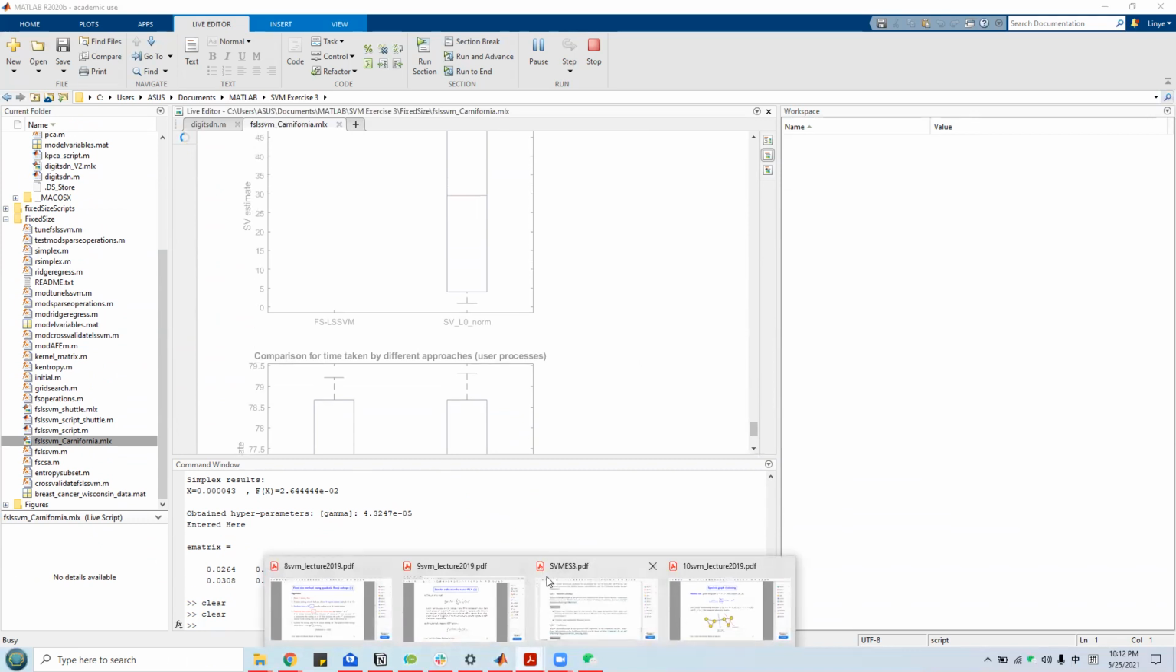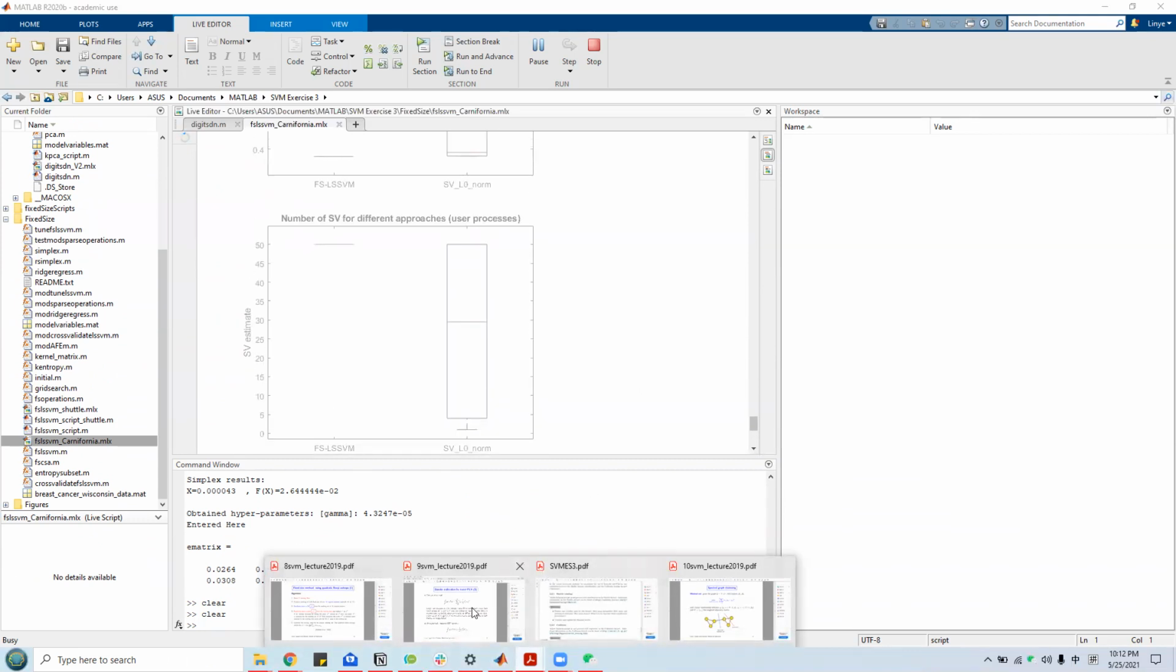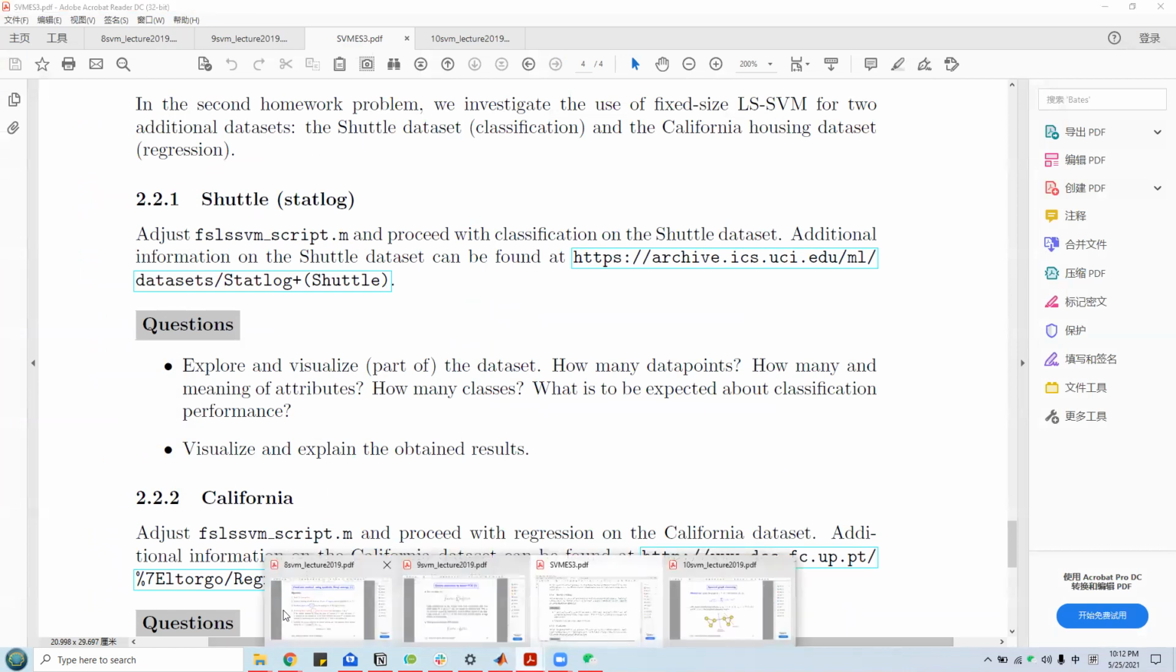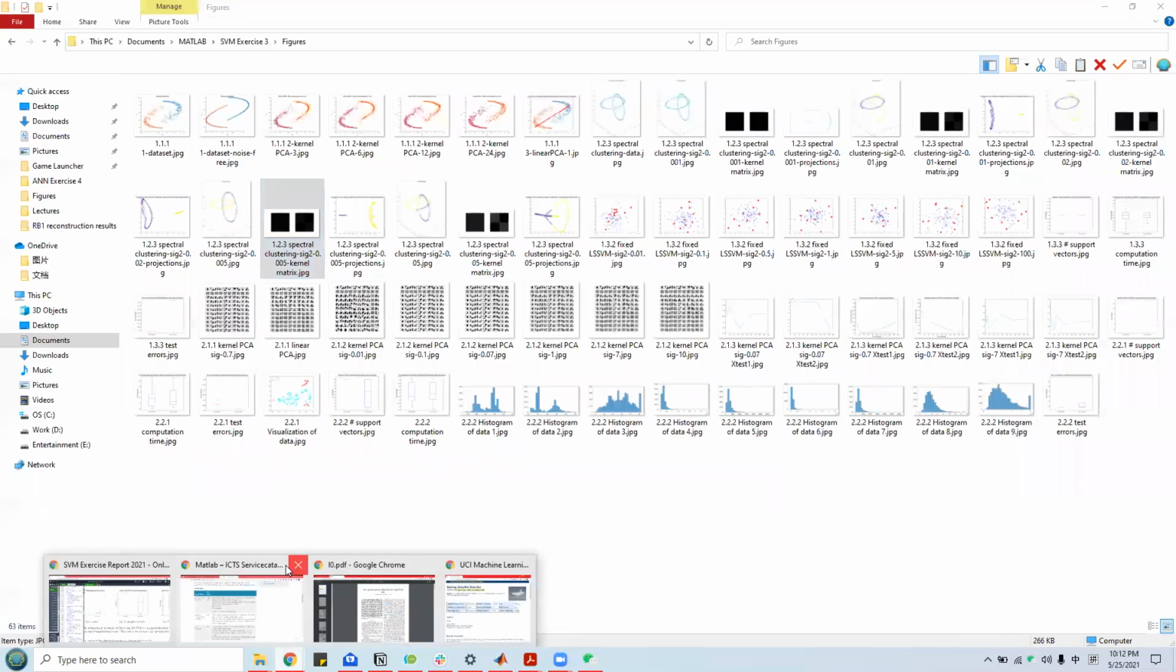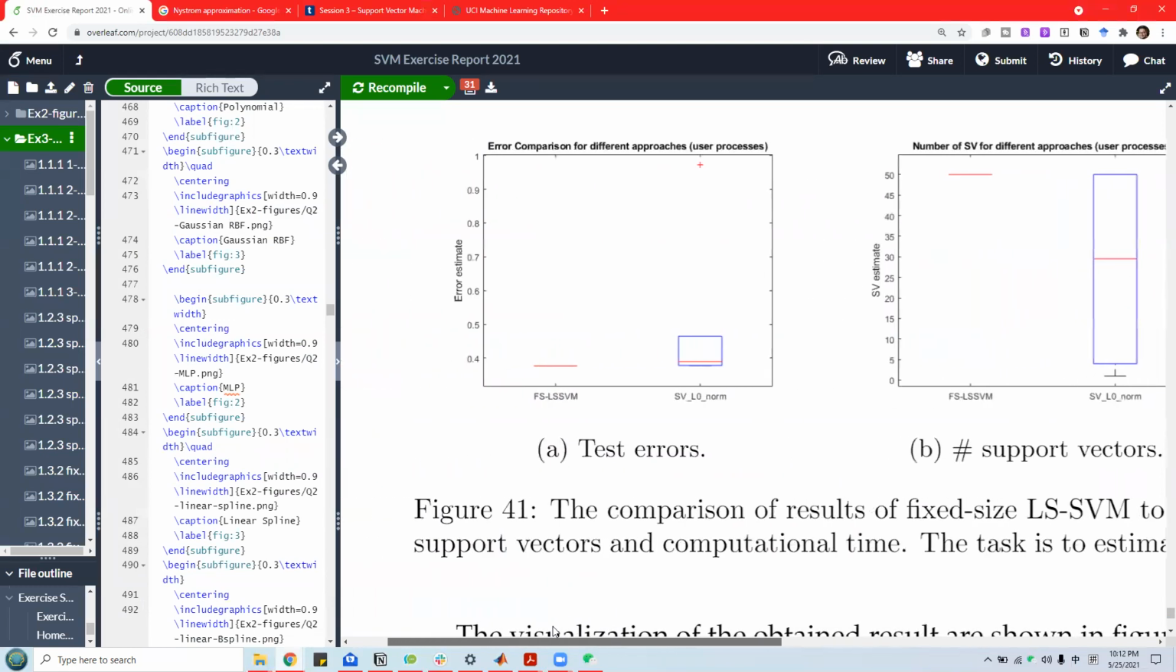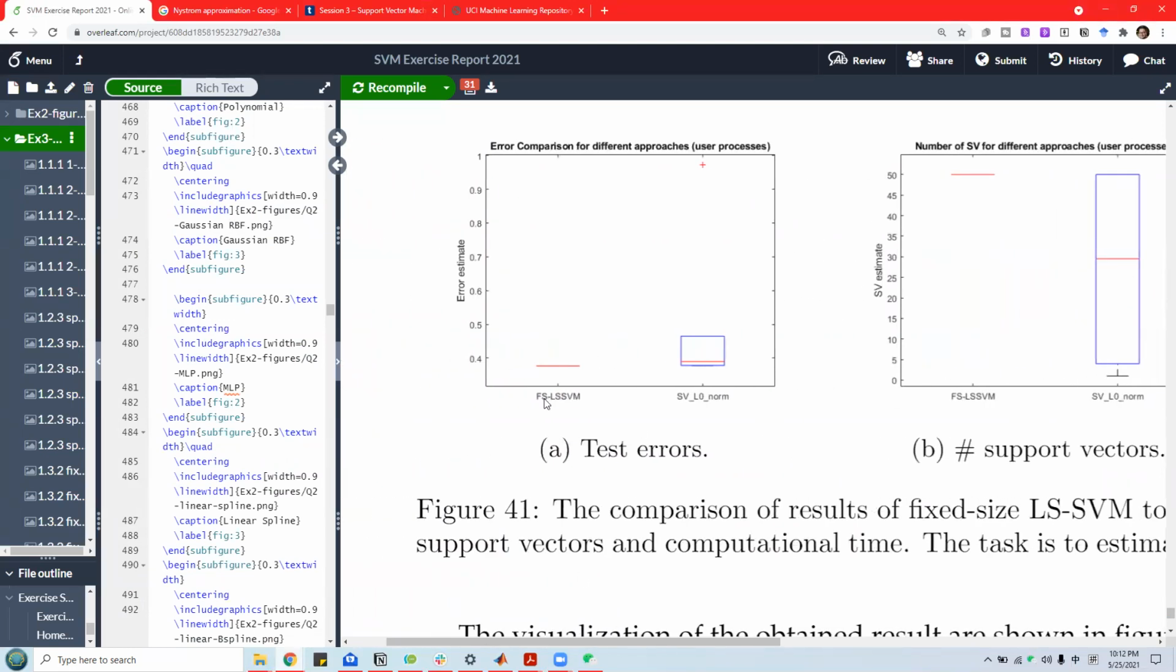So before we get to this run, do we have a different result regarding the test error? I would suspect that this fixed size one should have lower errors. Yeah, it's pretty similar. Okay.